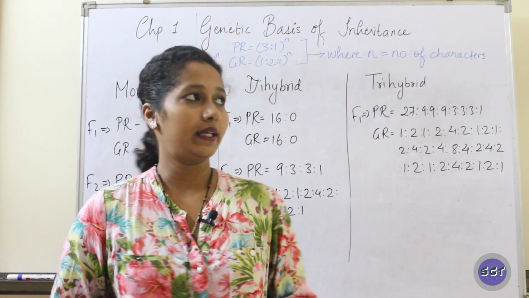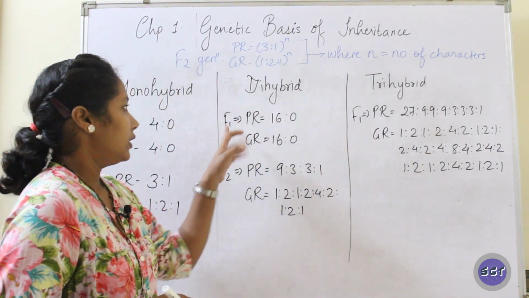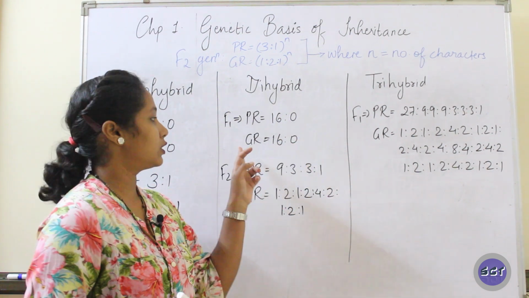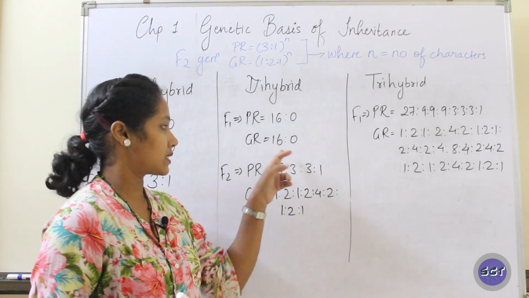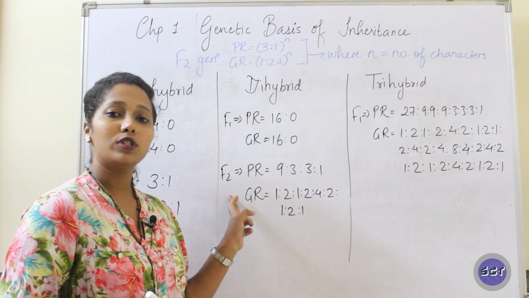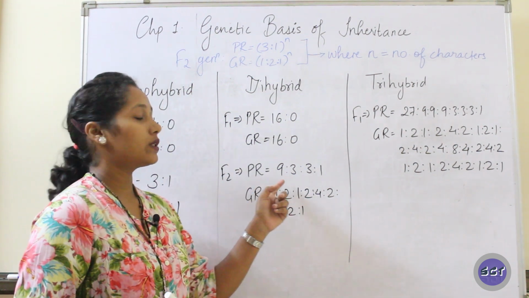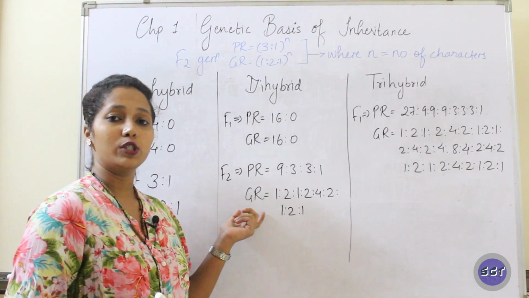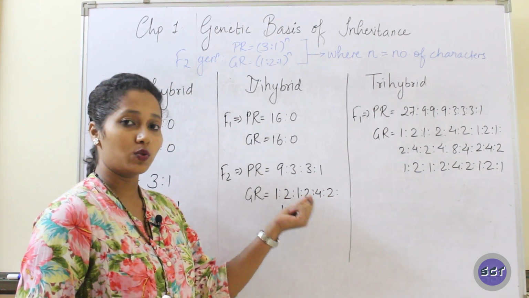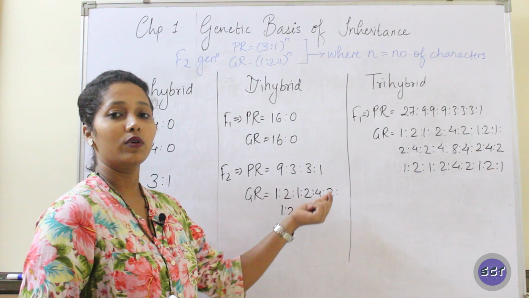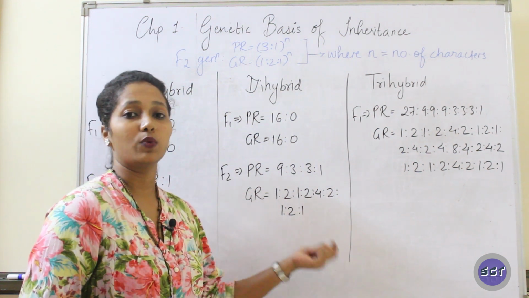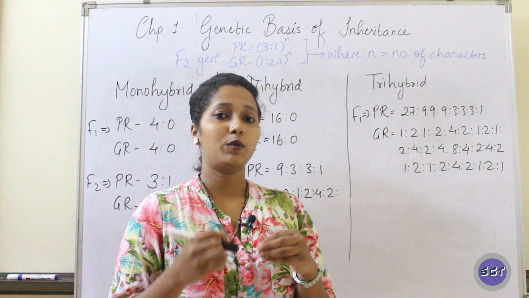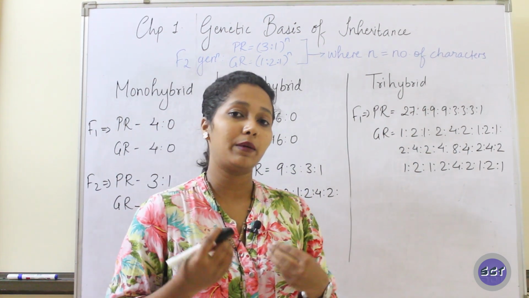Then coming to dihybrid crosses, in F1 generation the phenotypic ratio is 16:0. Your genotypic ratio is also 16:0. In case of F2 generation, phenotypic ratio is 9:3:3:1, whereas genotypic ratio is 1:2:1:2:4:2:1:2:1. In case of trihybrid crosses, see, if you are not able to understand at home, please comment down.